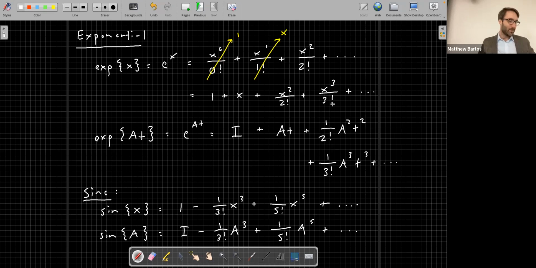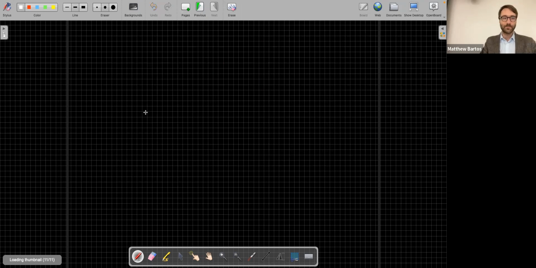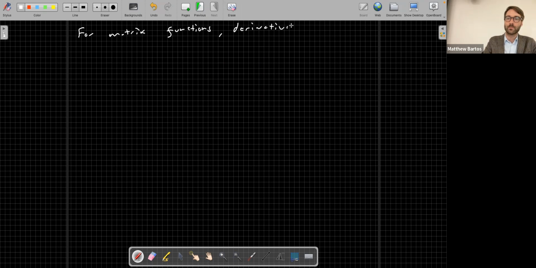All right, so I want to make one point before I move on, which is that if you have a function of a matrix, derivatives of that function work in the same way. So let's go ahead and take our matrix exponential function and let's try to differentiate it. Let's look at the Taylor series, apply the derivative of that function with respect to t and see what happens.